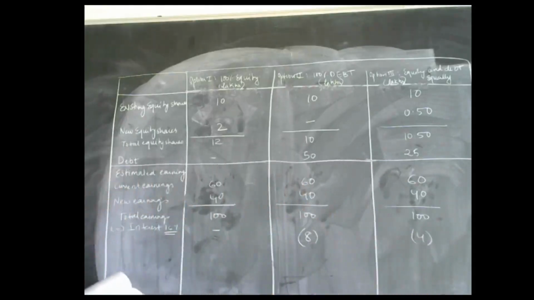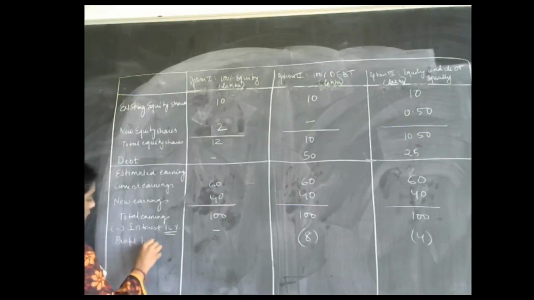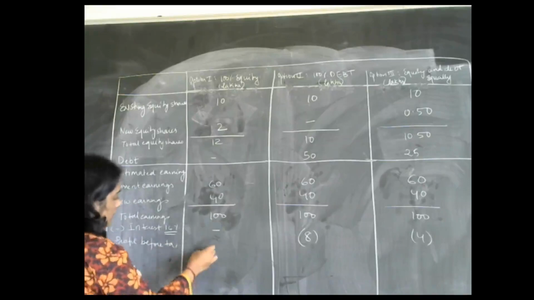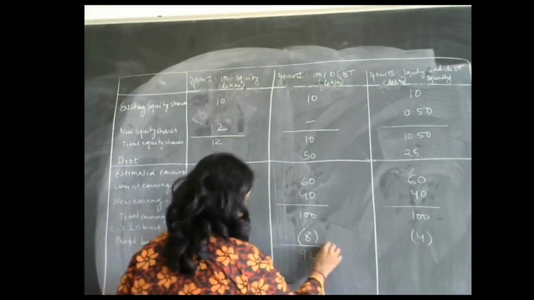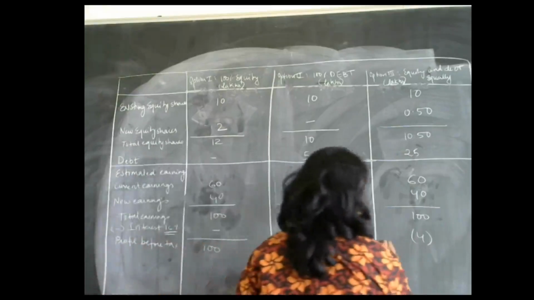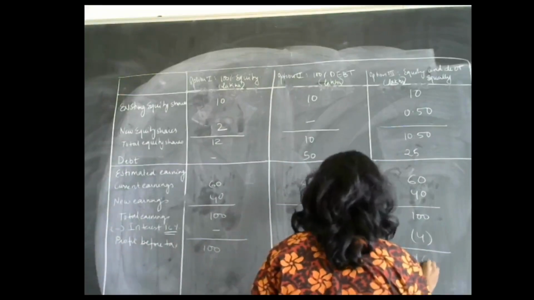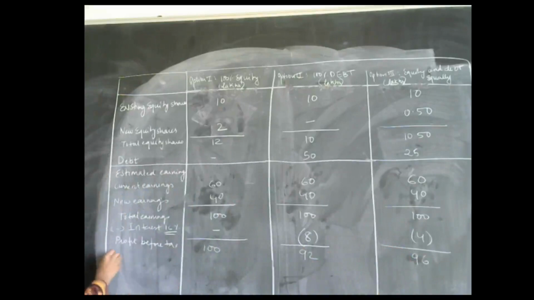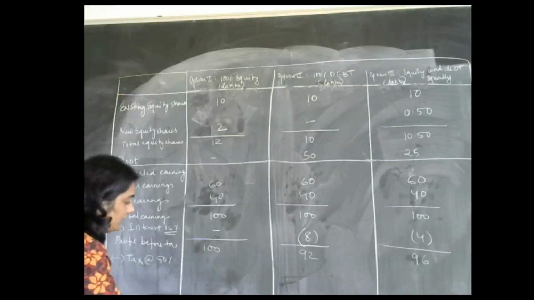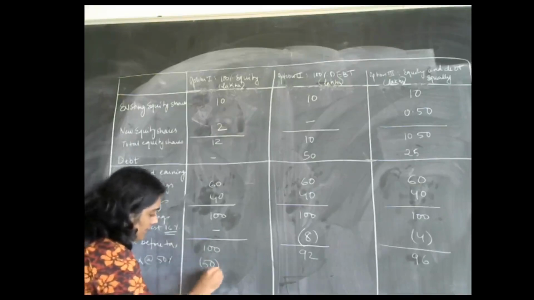Okay. So after that we will get profit before tax. This is going to be 100. 100 minus 8, we are going to get over here 92. Okay, 100 minus 4, we are going to get over here 96. Now, minus tax. Tax rate they have given as 50%. So 100 lakh, on top of this you have to take 50%. So it's going to be 50 lakhs.